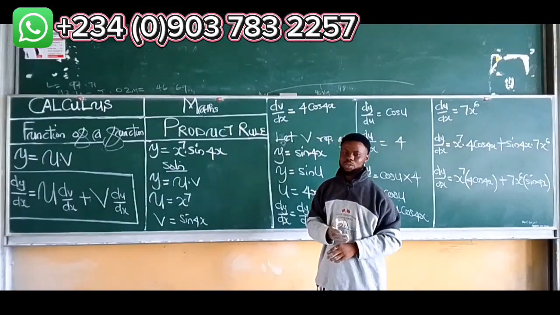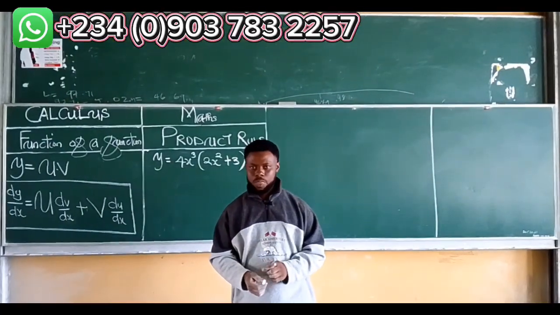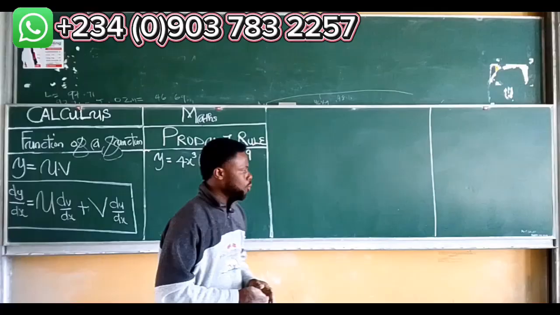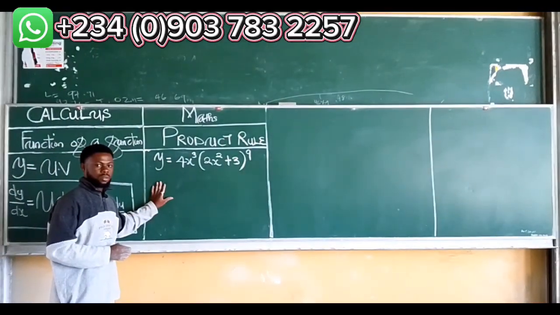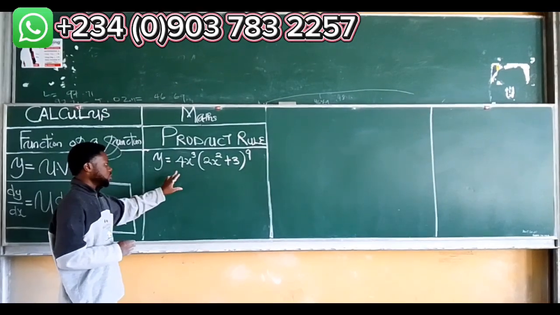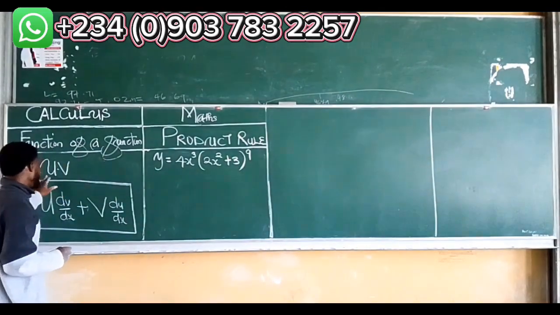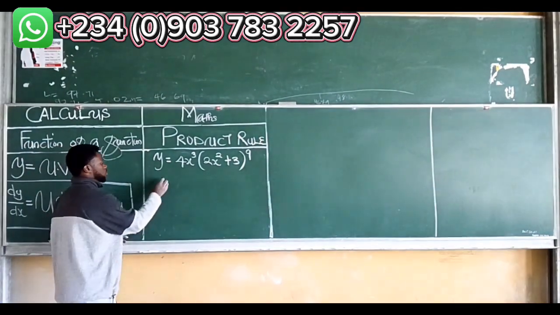Let us consider the next example on the board. This example on the board is also a combination of chain rule and product rule. One has to be careful when solving this type of question. Now, the first thing we have to do is represent this function in the form of u times v. Yes, so solution.